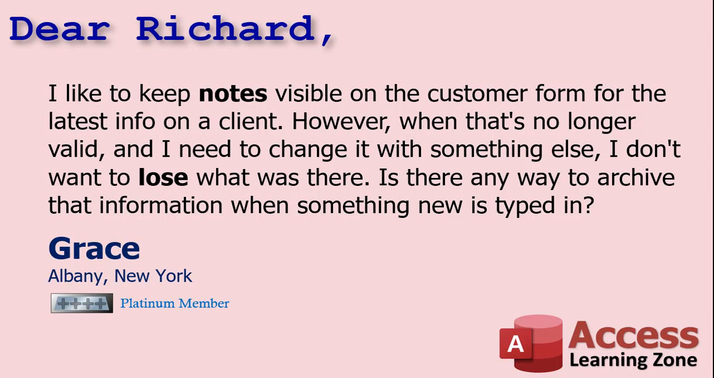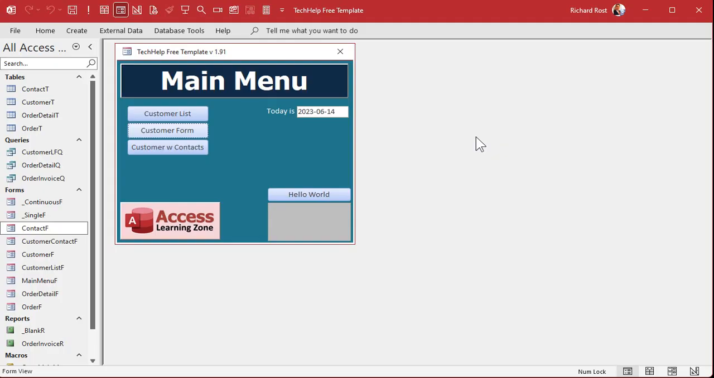Today's question comes from Grace in Albany, New York, one of my Platinum members. Grace says, I like to keep notes visible on the customer form for the latest info on a client. However, when that's no longer valid and I need to change it with something else, I don't want to lose what was there. Is there a way to archive that information when something new is typed in? Well, yes, Grace, I do the same thing myself.